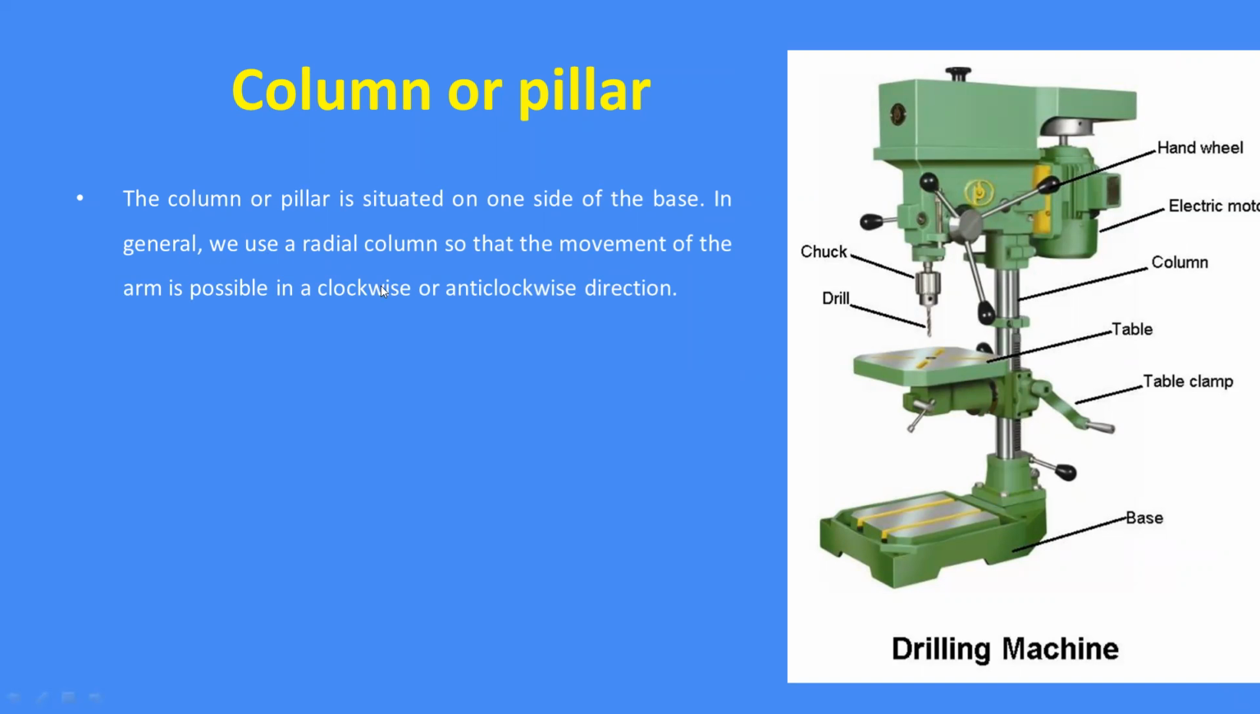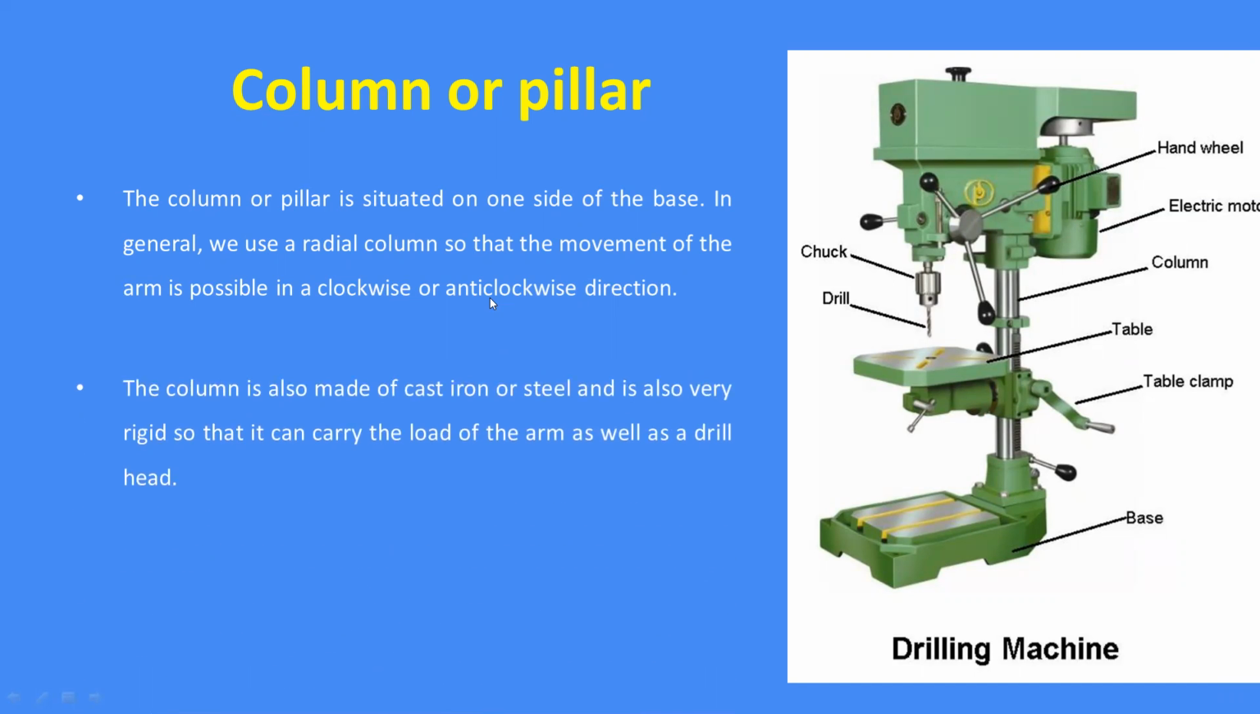In general we use the radial column so that the movement of the arm is possible in clockwise and anti-clockwise direction. Generally we can use two kinds of column, but we prefer the radial column. Why? Because if you are using this radial column, the movement is possible in both the clockwise and the anti-clockwise direction. And by which material is this column made up of?